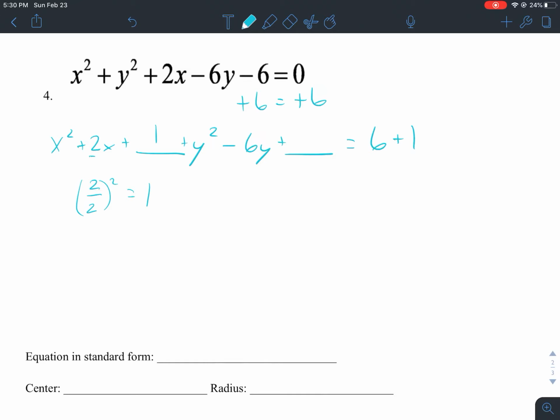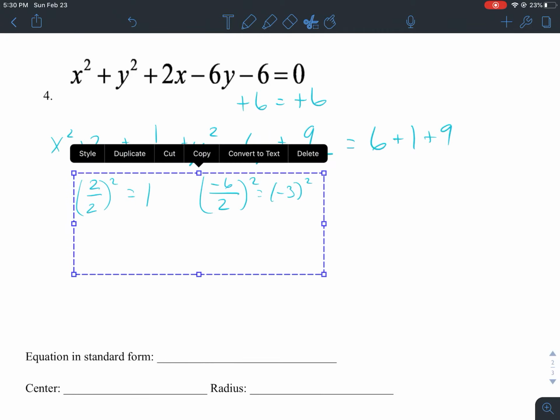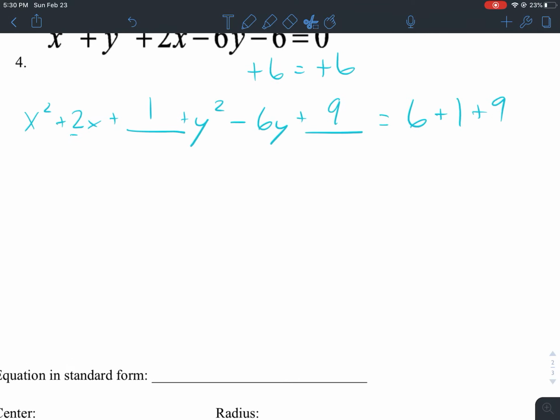I'm going to look at my y term. I have a negative 6. You divide it by 2 and you square it. You get negative 3 squared, which is going to give you a 9. Again, what you do to one side of the equation, you do to the other. I'm going to go ahead and get rid of my work there.